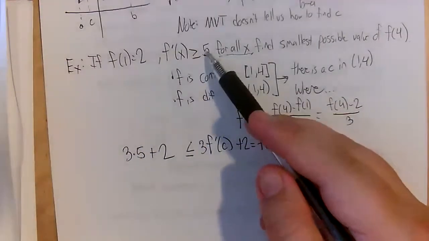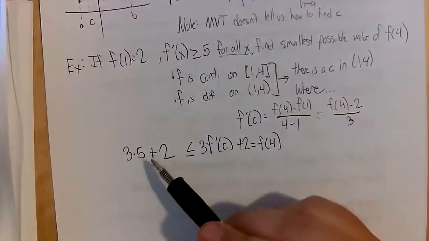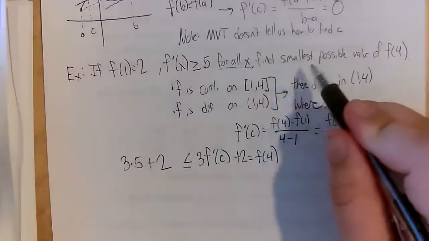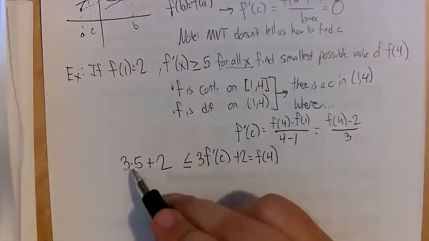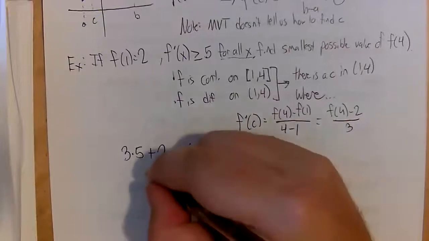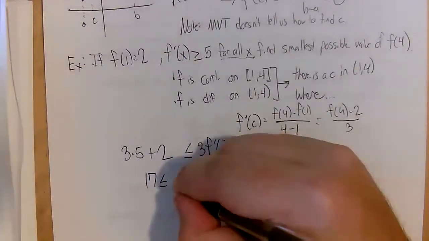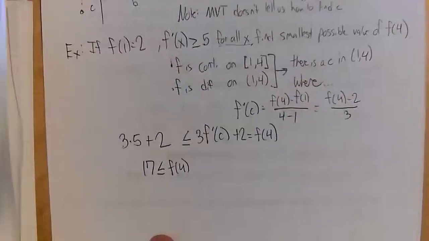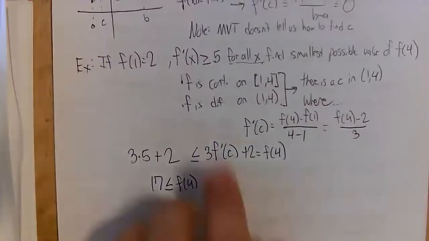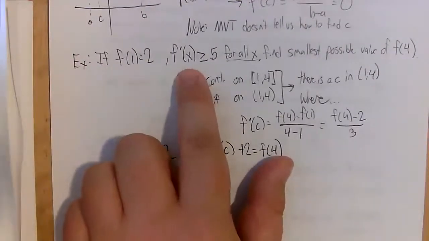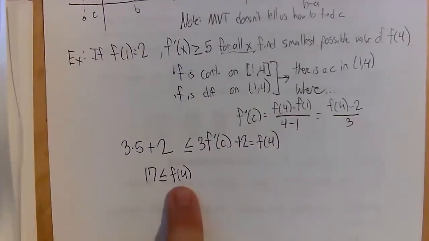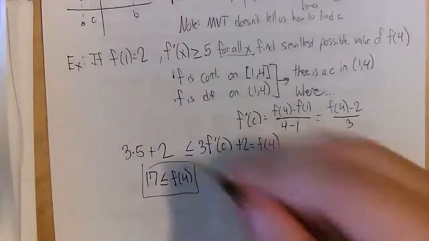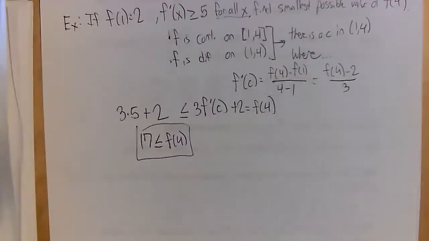Remember, f prime could potentially be bigger than 5. This is just the smallest scenario. But that's actually what we're looking for. We're looking for the smallest possible. So it makes sense that we're going down in size. So we have 3 times 5 plus 2. So this tells us that f of 4 needs to be greater than or equal to 17. Even in the case where f prime is as small as possible, where it's always 5, we're still going to have to get to at least 17 for f of 4. So 17 is the smallest value that f of 4 could be.